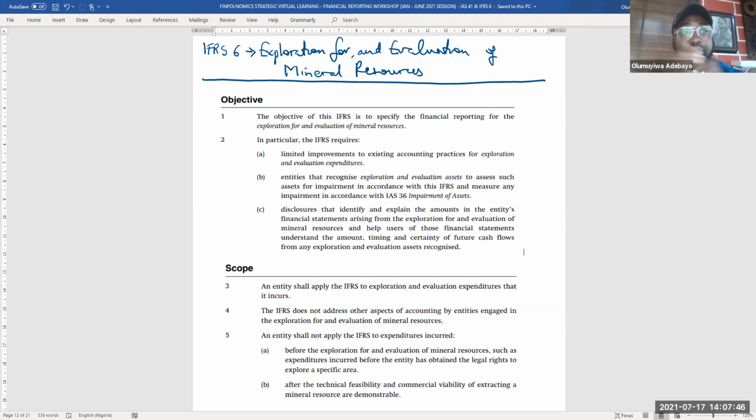The only aspect which IFRS has not addressed with respect to oil and gas accounting is the aspect that involves the developmental and the production stage. And that stage only borders on the issue of the two methodologies that are available in oil and gas accounting, with respect to the successful effort method and the full cost method. That is the only aspect.